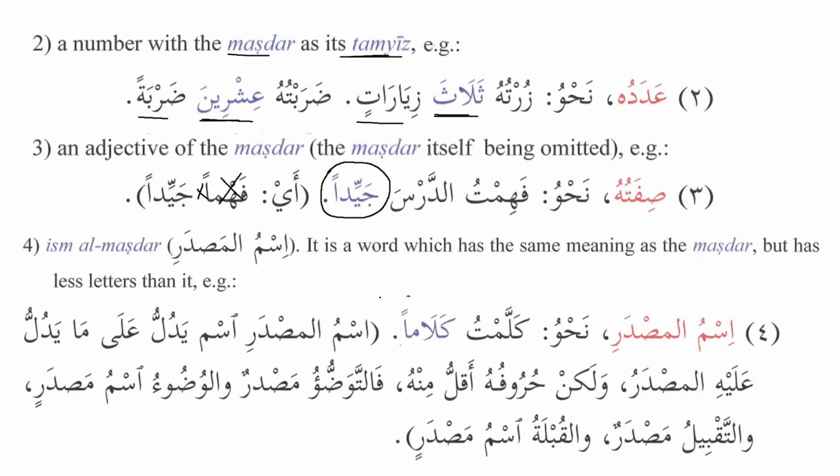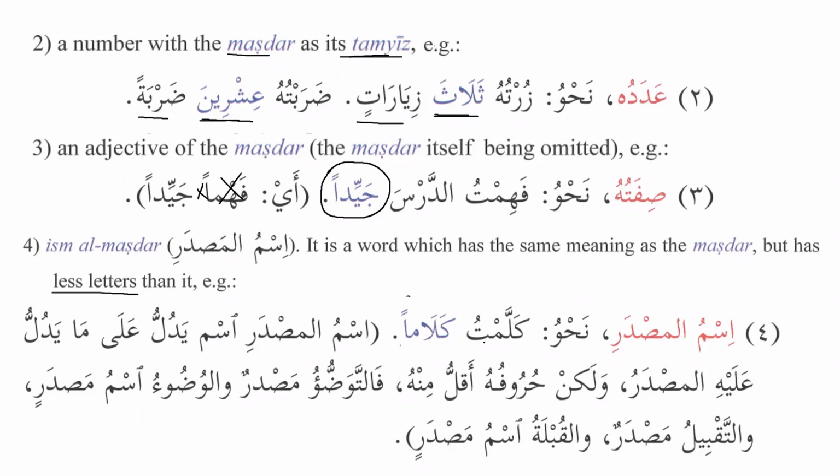Then the fourth one is very important, and I think we are learning about it for the first time, which is called ismul masdar. We discussed it in the beginning of the previous lesson, and now we will have more information about it. What is ismul masdar? It is a word which has the same meaning as the masdar, but has fewer letters than it. They will have the same root letters, but the only difference is that ismul masdar is basically a masdar itself. It will have fewer letters than the verb itself.